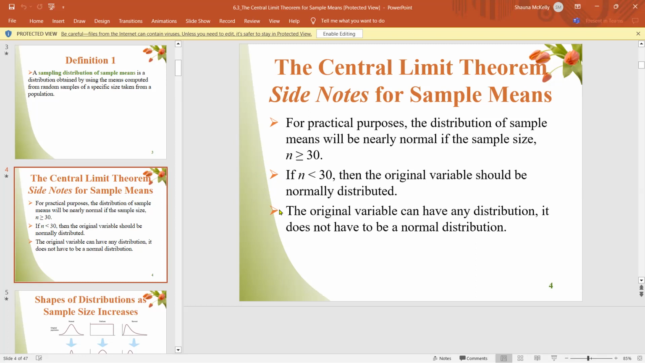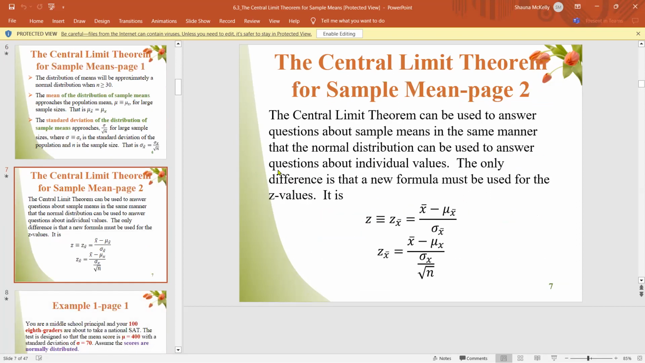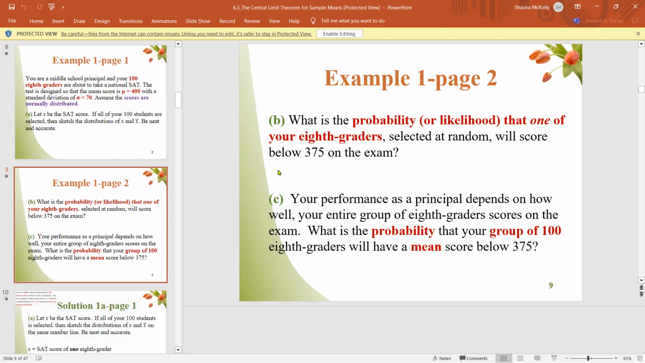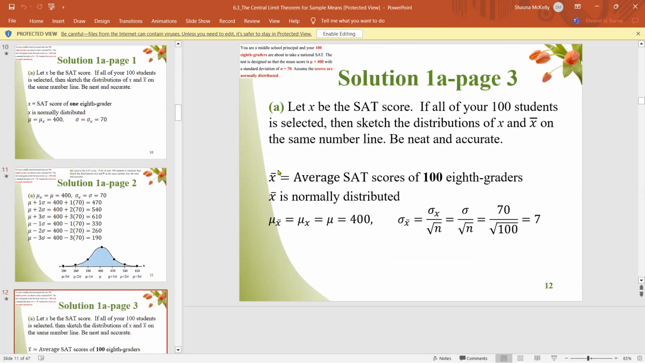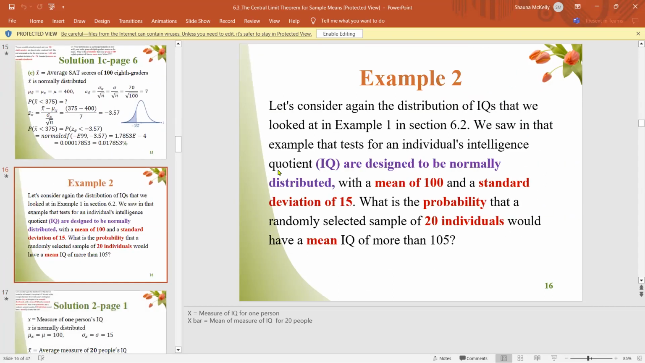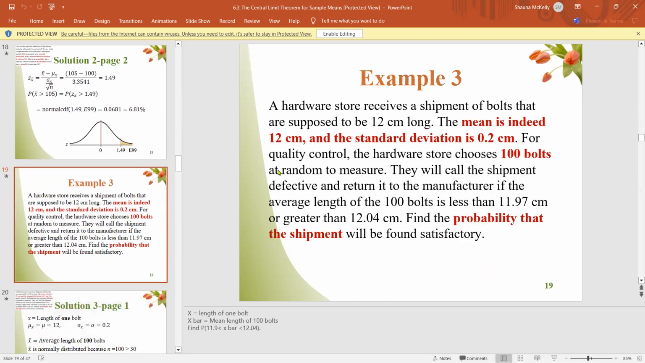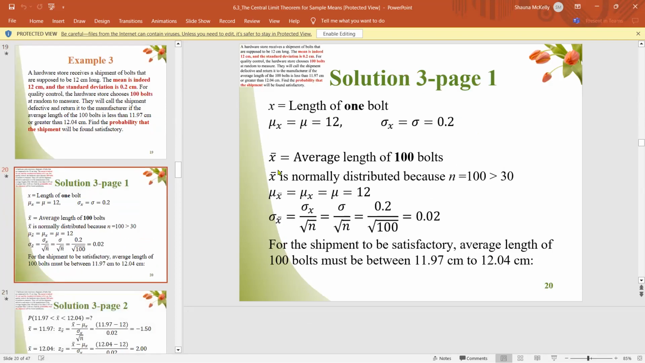The original variable can have any distribution. It does not have to be normal, okay? But if it's not normal, you've got some constraints on it. We've talked about that before. We've done this before. We have the Z's here. This is my 6.3, right? But you have your Z here, and this is your Z-score here. But there is a situation in which sometimes we have to use T's, okay?